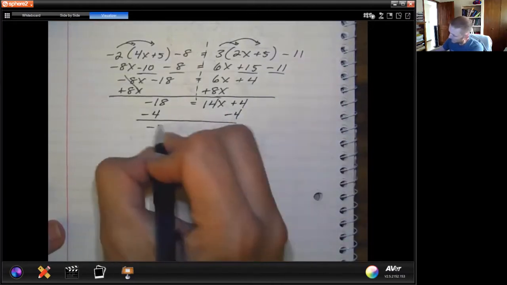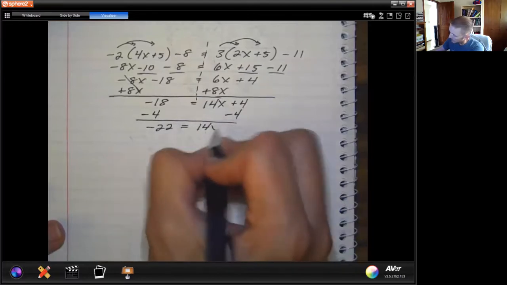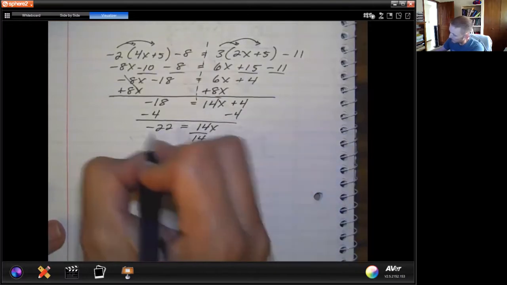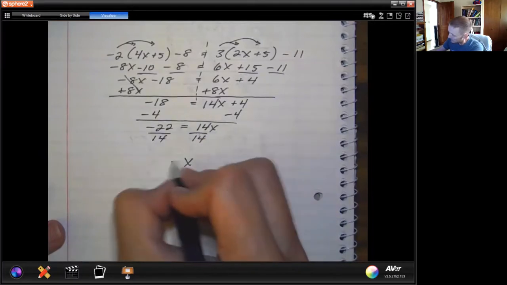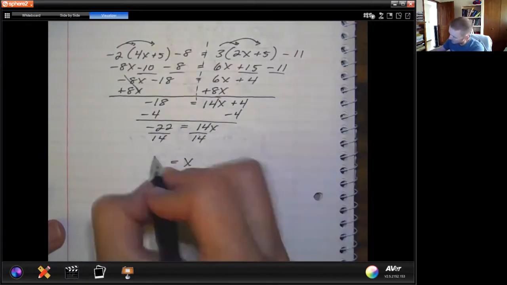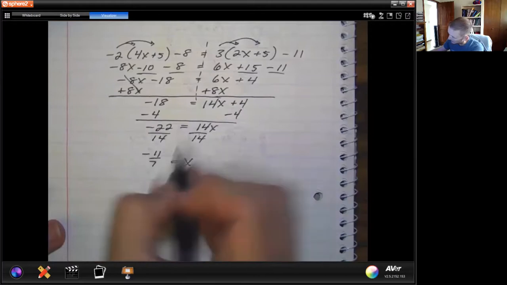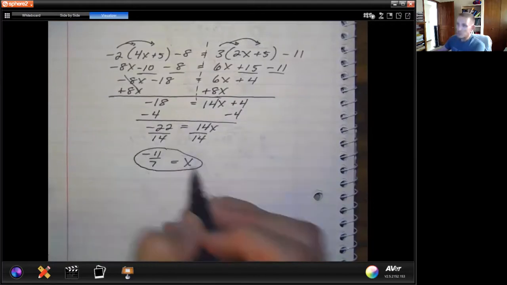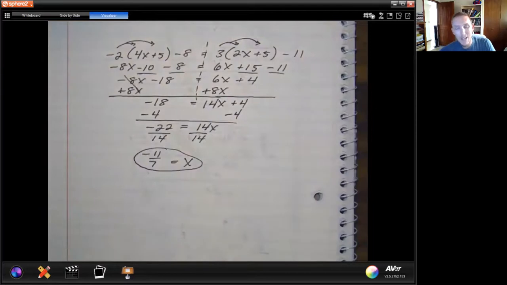That's going to leave me with negative 22 equals 14x. Divide out the 14 on both sides, and x will equal, don't forget to reduce, negative 11/7. I want you to notice that for this particular problem, the x ended up on the right side of the equals. Yours might have been on the left, but you should still have the same answer. If you remember from our properties a little over a week ago, it doesn't matter which side the x is on because it still equals the same thing.